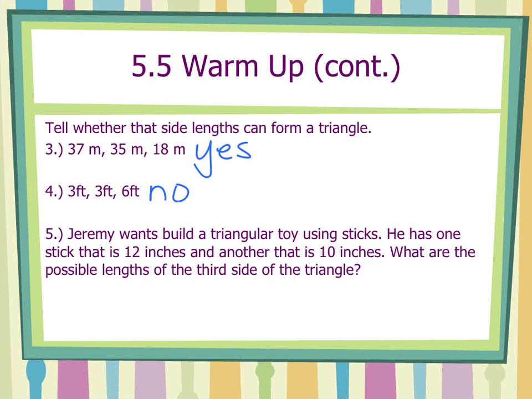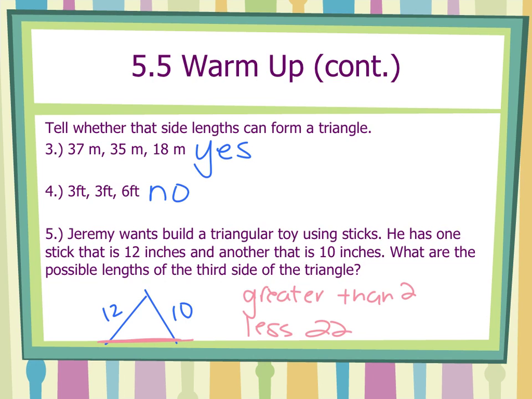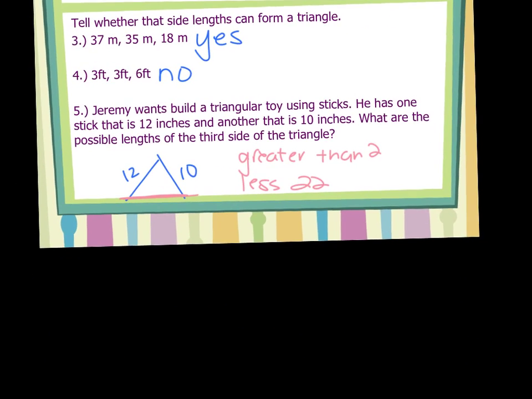And then number 5 says Jeremy wants to build a triangular toy using sticks. He has one stick that's 12 and the other is 10. So 12, 10. What are the possible lengths of that third side, Chris? Perfect. Greater than 2, but less than 22. So the rule is bigger than the difference, but less than the sum.